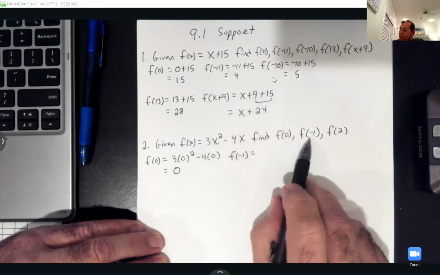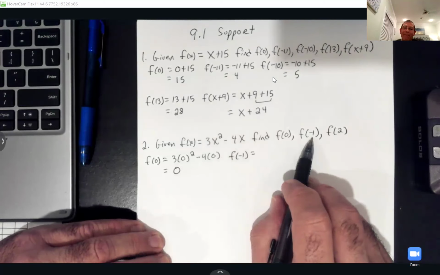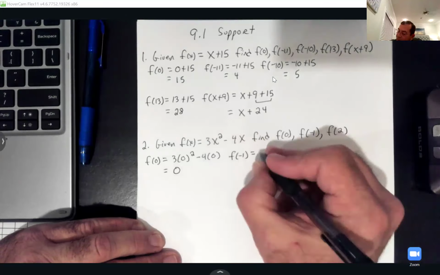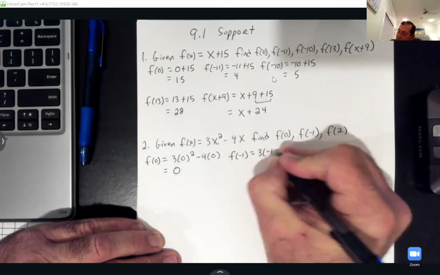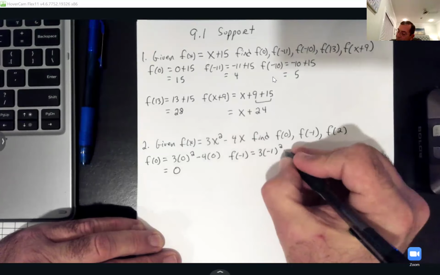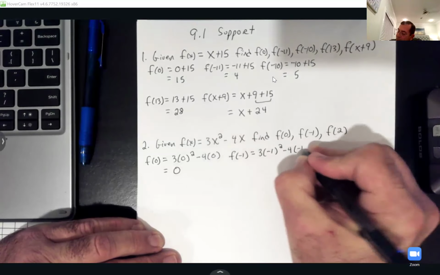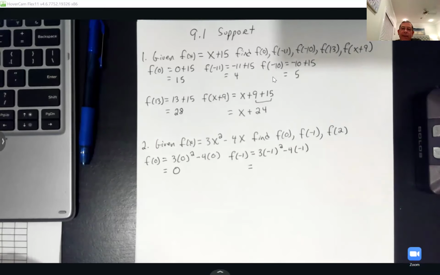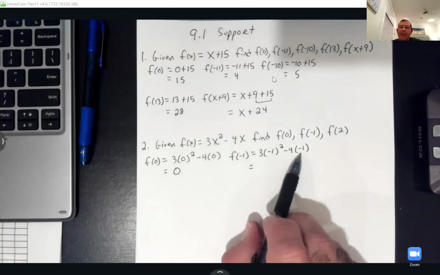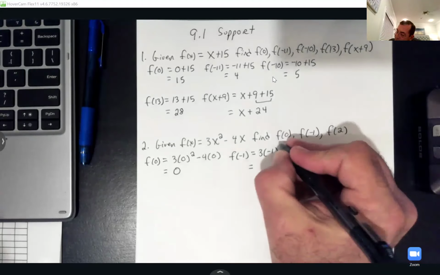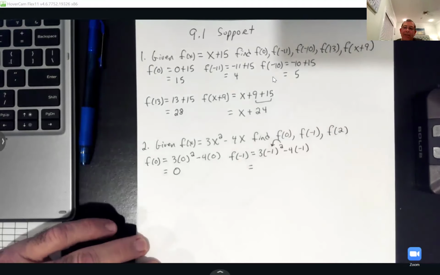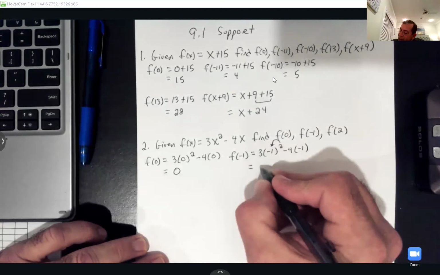Now, y'all, what you got to watch out for is this negative 1. So putting a negative 1 in for each of these x's, I'm going to have 3 times negative 1 squared minus 4 times negative 1. Remember, parentheses. You can't do nothing inside the parentheses. So next is the exponents. So exponents got priority over multiplying, dividing, adding, and subtracting.